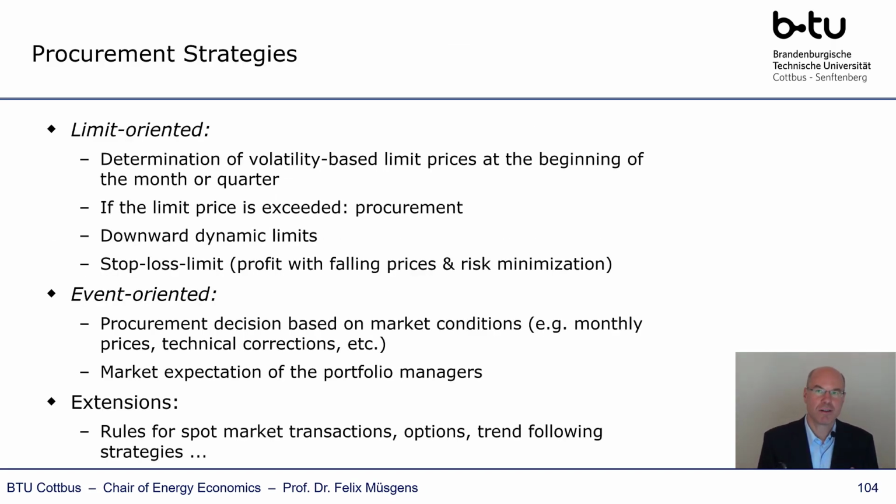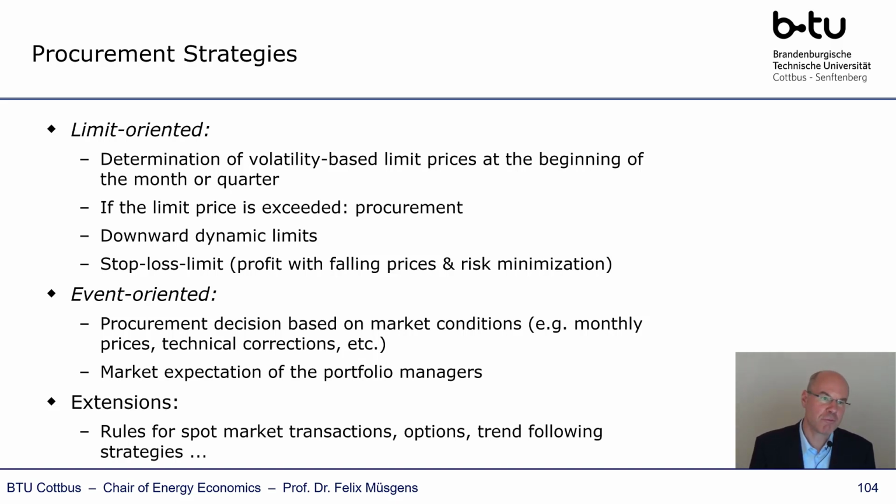Procurement strategies, repetition. They can be limit-oriented: determination of volatility-based limit prices at the beginning of the month or quarter. If the limit price is exceeded, buy. Downward dynamic limits are the regular setting. We have discussed them using the example. Stop loss limit, typical profit with falling prices and risk minimization.